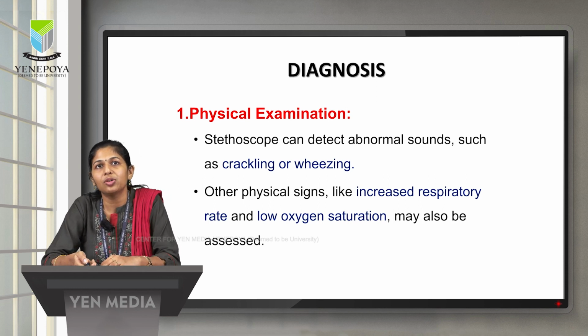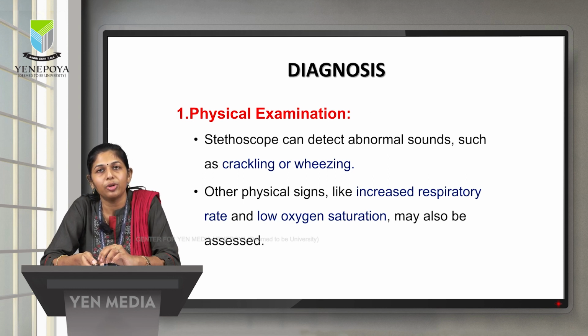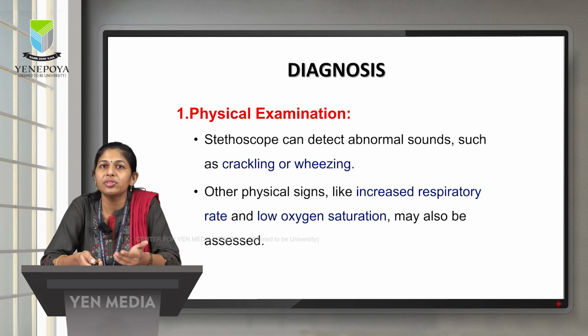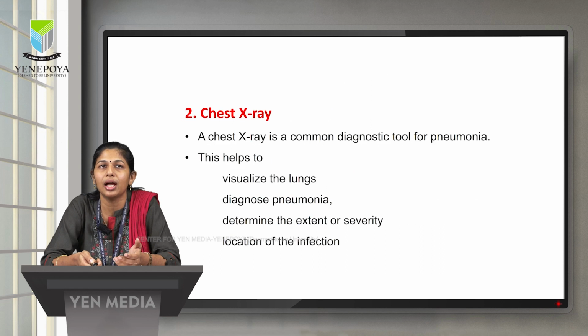Then coming to the diagnosis of pneumonia, the first one is physical examination. Through a stethoscope, you can detect abnormal sounds such as crackling or wheezing. Apart from that, you can check the respiratory rate and oxygen saturation. So a stethoscope can detect abnormal sounds such as crackling and wheezing, and other physical signs like increased respiratory rate and low oxygen saturation also can be assessed through physical examination.